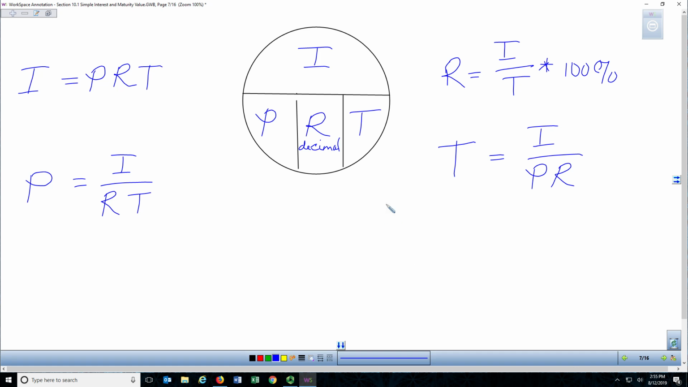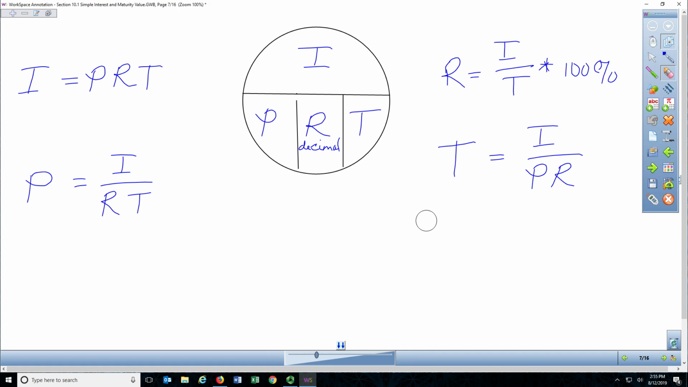Now this I equals PRT, we have our mnemonic device here to help us when we're solving for other things besides I. And just like before, whatever we're looking for, we would cover up. And because I is on top and RT are on the bottom, we have I divided by RT. And R is always in decimal form when we use the formula. If we're solving for R, we're going to take I and divide by P times T.